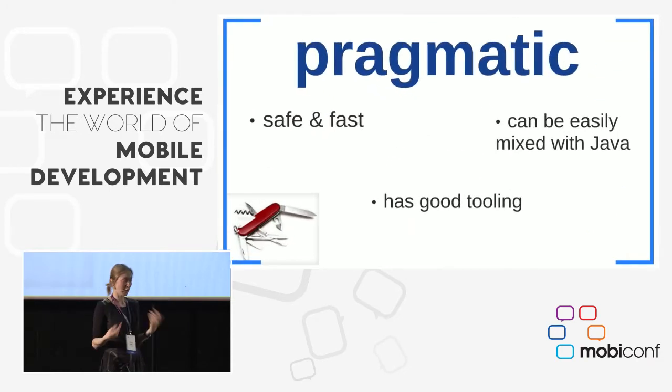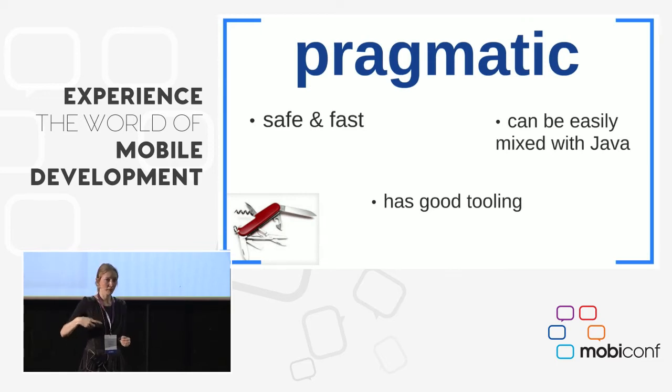Kotlin is a pragmatic language. At first, it's safe and fast. It's safe in the sense that the compiler protects you against more types of errors. It's a common practice nowadays as well, I'll show you. But the thing is, the language is faster than you used to have, safer than you used to have.